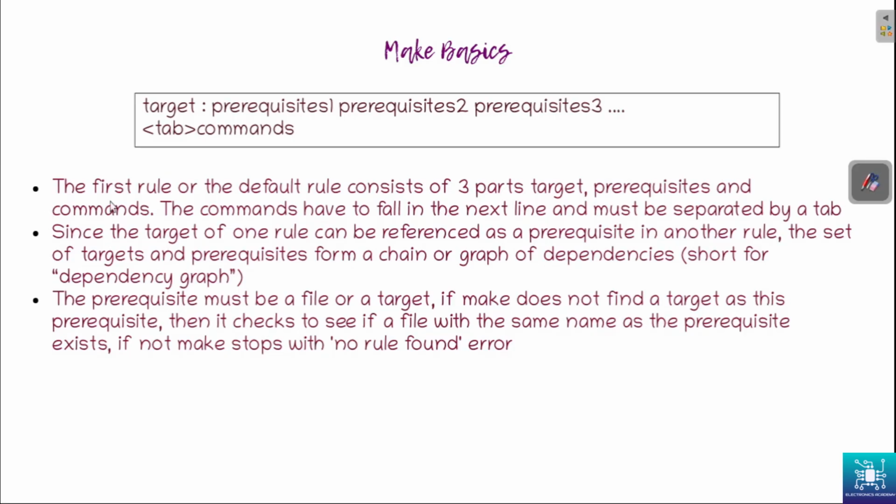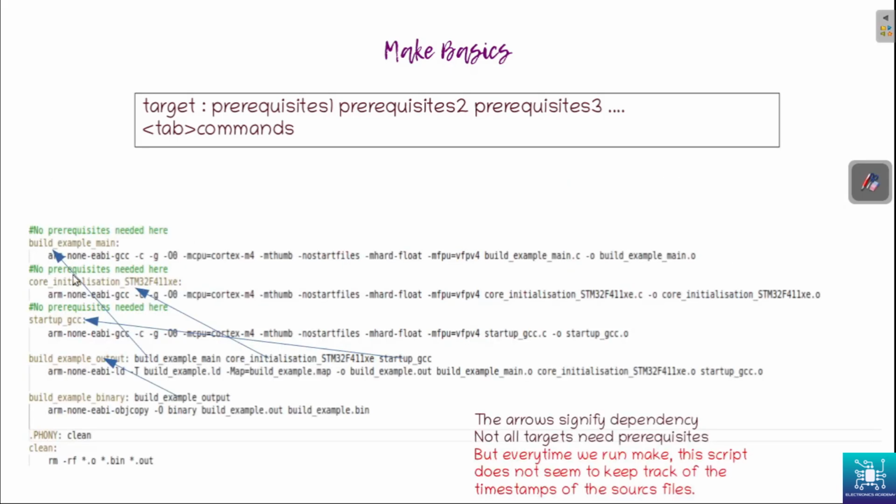Okay, so that's one disadvantage of writing the make like this. So the first rule, or the default rule, consists of three parts, as we discussed: the target, prerequisites, and commands. The commands have to fall in the next line and must be separated by a tab. Since the target of one rule can be referenced as a prerequisite for another rule, the set of targets and prerequisites form a chain of dependencies, short for dependency graph. And we talked about that. So the graph that you see, this graph is a dependency graph. So it might look like this.